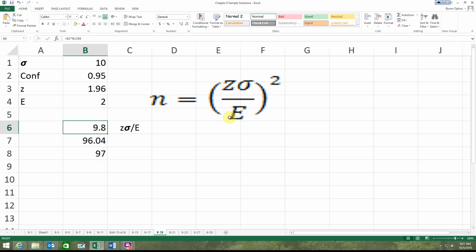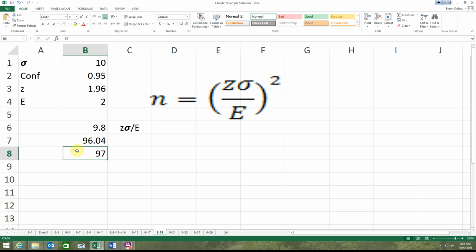So let's do the inside of the bracket first, inside of my parentheses first. It's equal to just my z, which I had to look up, for my confidence interval of 95, and get used to that one being that, times my standard deviation divided by my error. And then I can square that. I broke this down, you wouldn't have to.